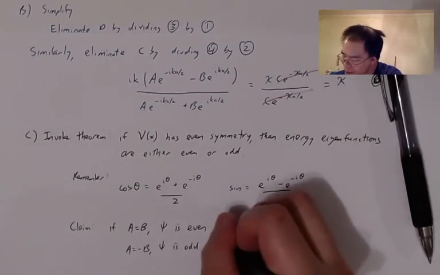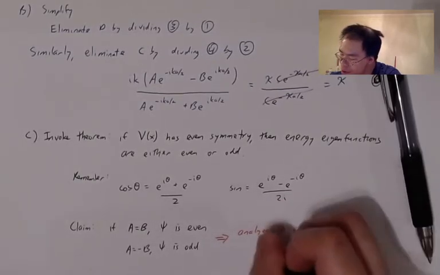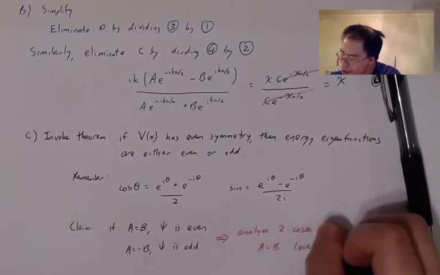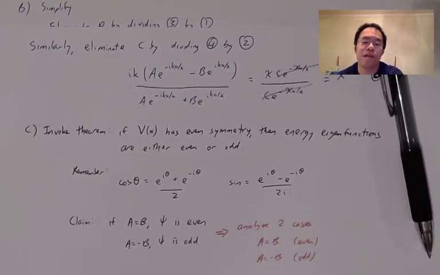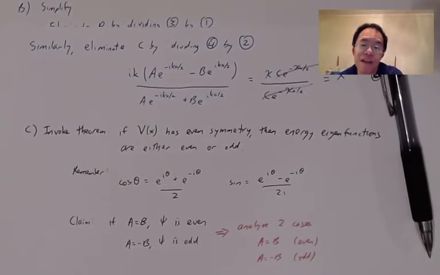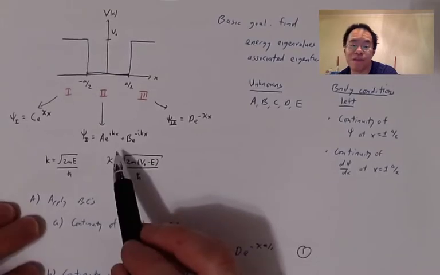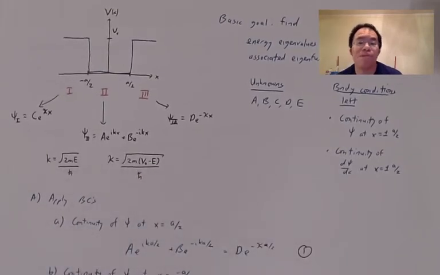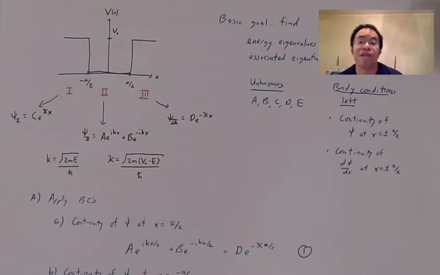So this leads us to analyze two cases: a equals b, even, and a equals minus b, odd, separately. It's because of this theorem, which tells us that the energy eigenfunctions have to have either even or odd symmetry. That's what allows us to make this leap to saying that either a equals b or a equals minus b. You can convince yourself that if a and b differed by a factor of like 2, you will never be able to get the wave function here to be symmetric, either even or odd.